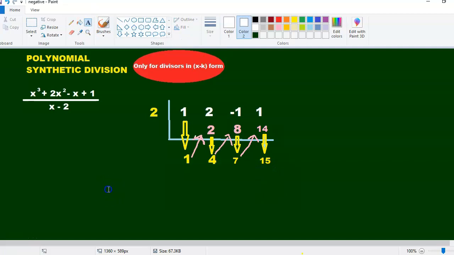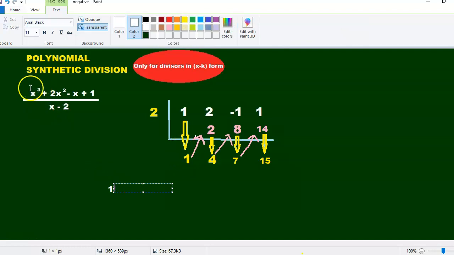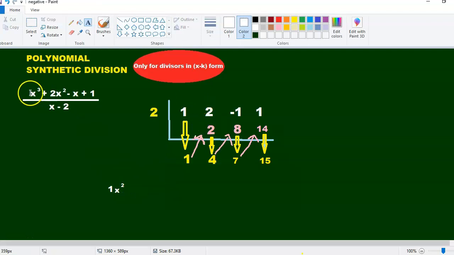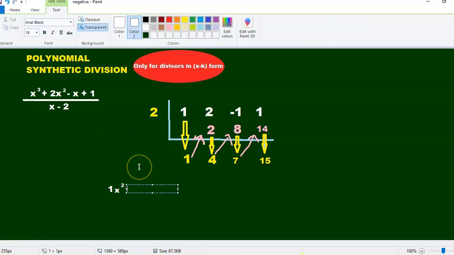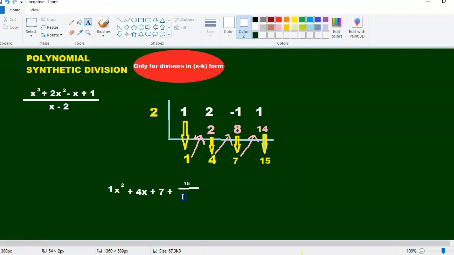15. So our final solution is 1 from here, and we have to reduce our x cubed to x squared. We're going to reduce all our exponents by 1. And we have a plus 4 from here, x, plus 7 from here, plus, now 15 is our remainder. So we have 15 over our divisor, which is x minus 2. And that is our final answer.